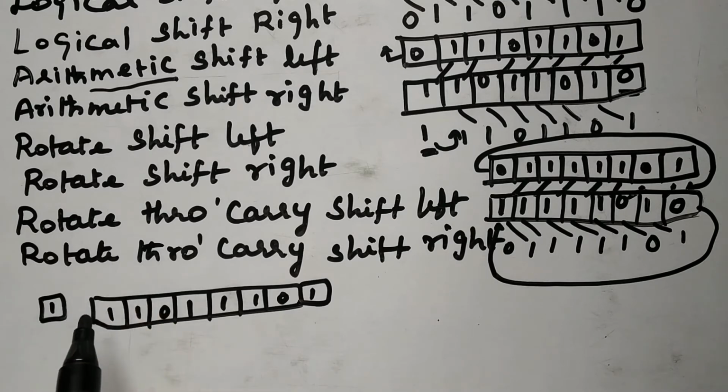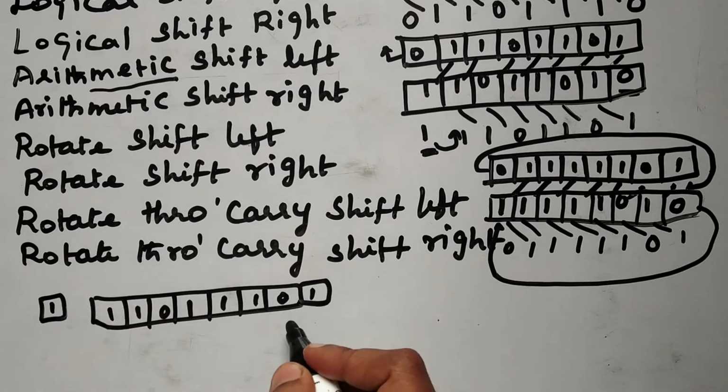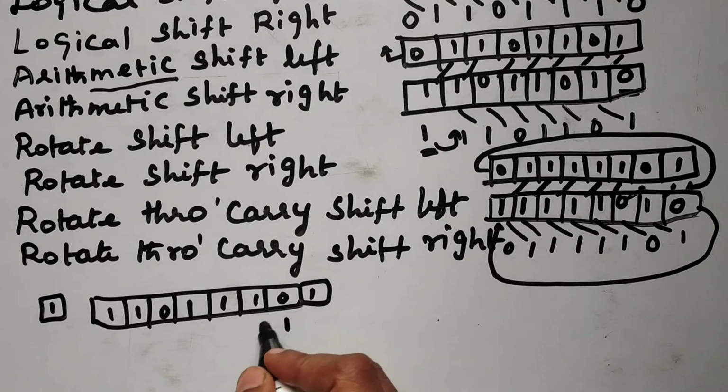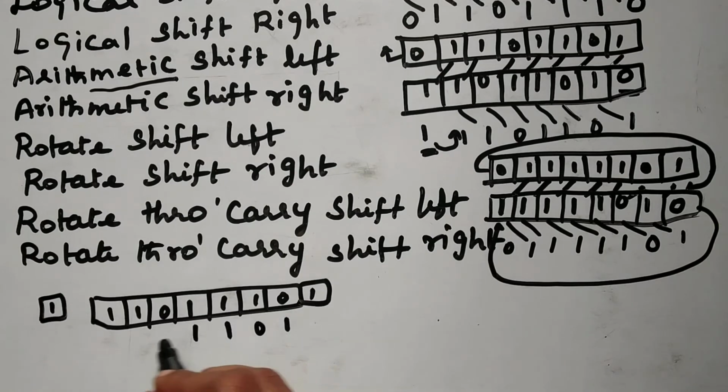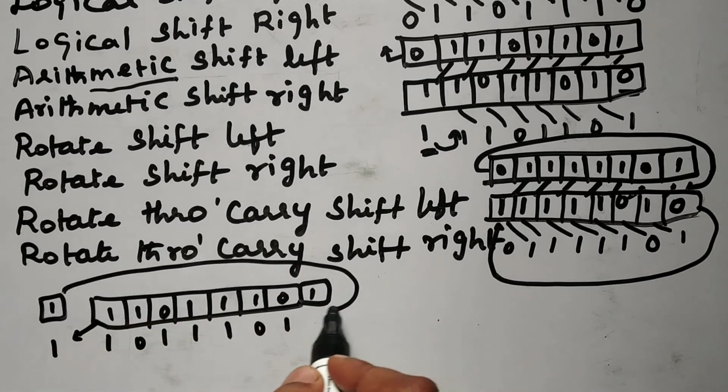If you want to perform rotate through carry shift left, shift left means moving one bit to the left position. So 1, 0, 1, 1, 1, 0, 1, this one will come to the carry, and this one will be considered as the least significant bit of the output.